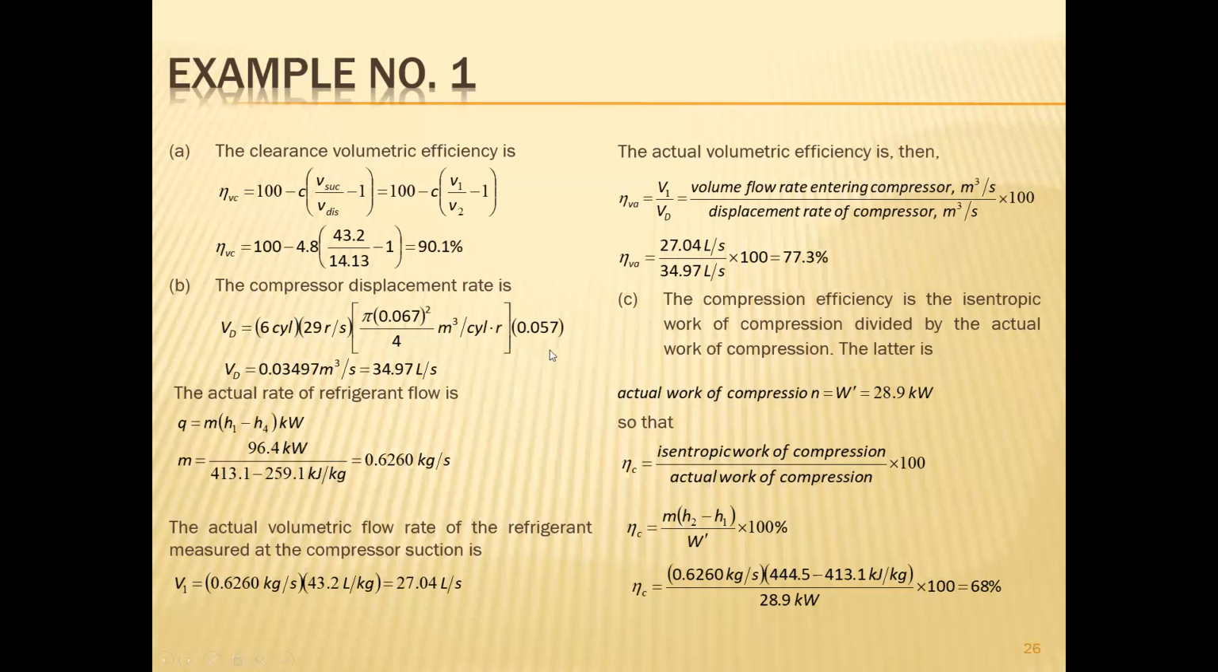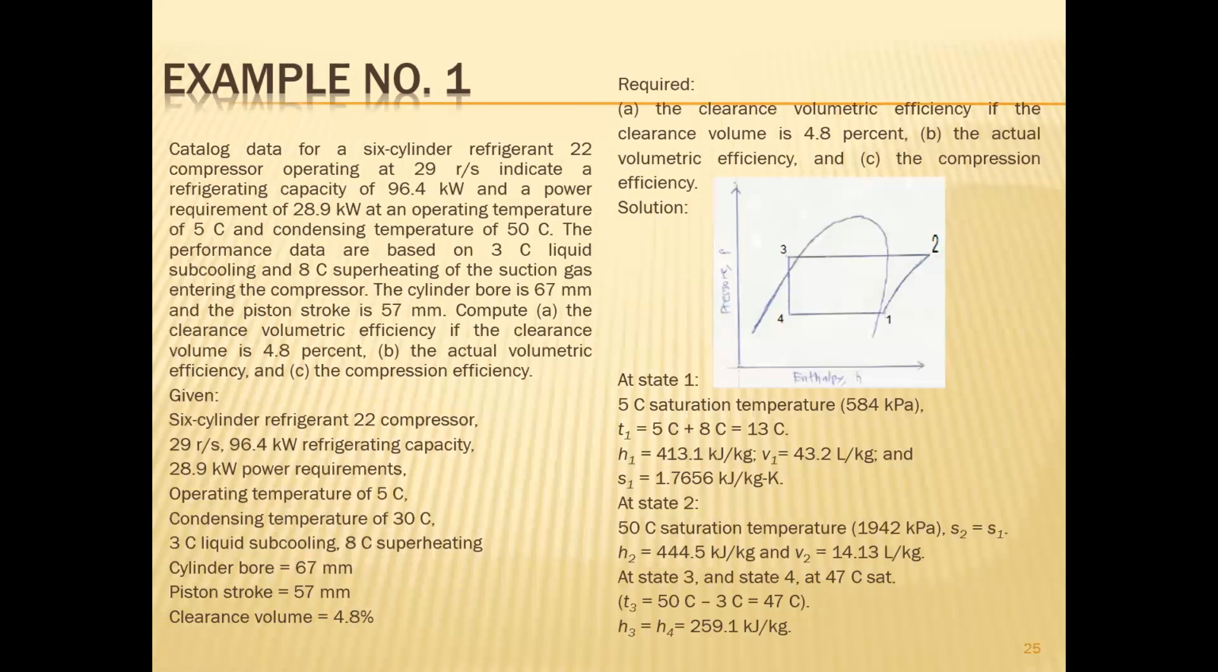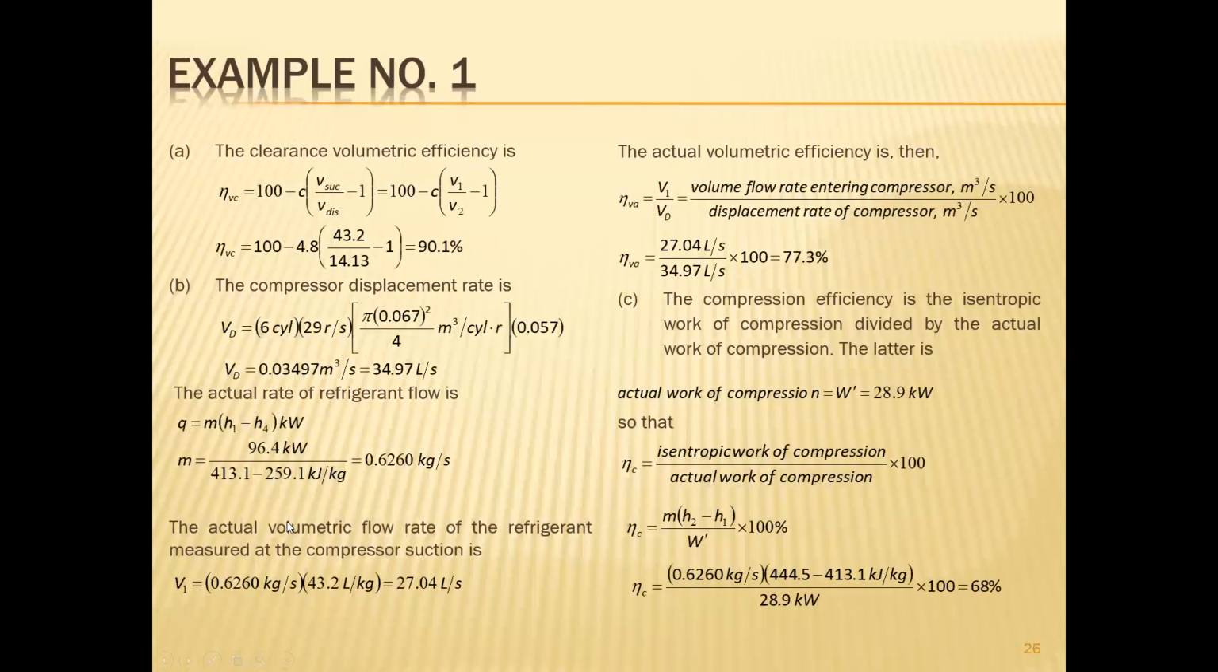It has 6 cylinders. Okay? So 0.057 is the stroke and 0.067 is the bore. This is 67 mm converted to meters, and this is 57 mm converted to meters. The equation went missing here because it was copied from the book. VD is equal to 0.03497 cubic meters per second, which is 34.97 liters per second. This is the number of cylinders times speed times volume, πD²L over 4 times N. Right? That is the equation.